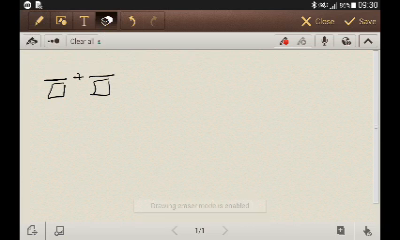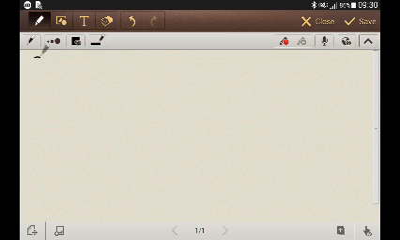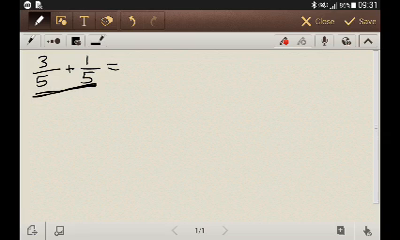Let's start with an example. You have here 3 over 5 plus 1 over 5. Before I do anything, I need to make sure that both denominators are the same. In this case, I have 5 here and 5 here. So I'm good to go. Both denominators are the same. I can simply add the numerators on top. 3 plus 1 equals 4.